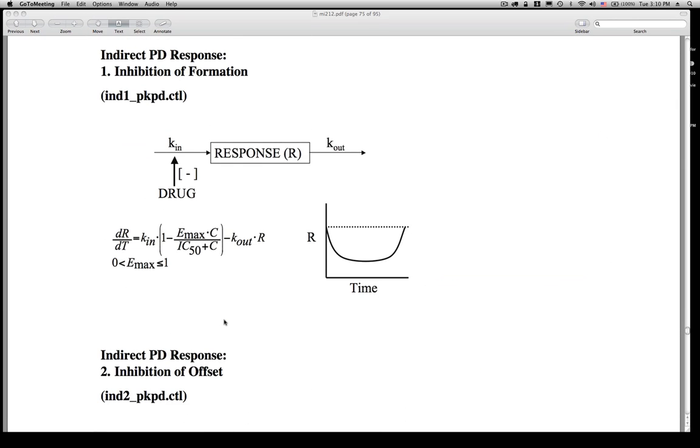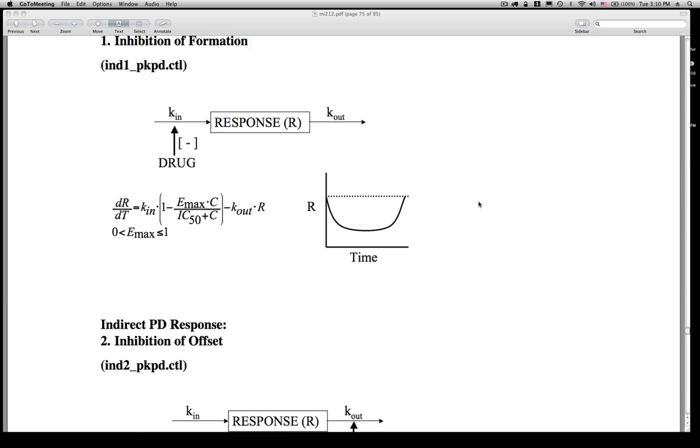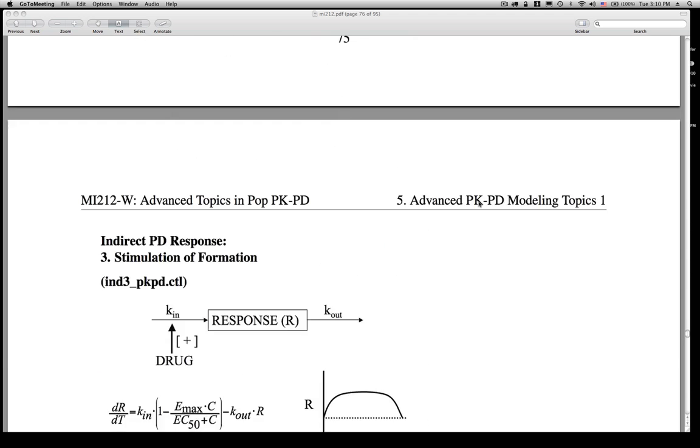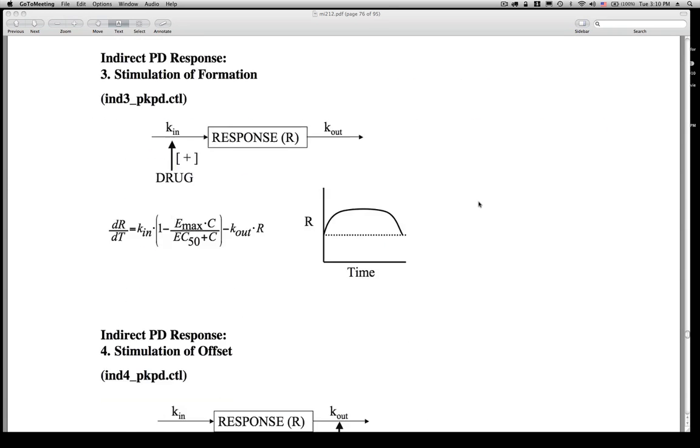Well, as you know, there are many different variations on this theme of indirect pharmacodynamic models. And these indirect pharmacodynamic response models can be difficult to distinguish between different cases. But I'm going to show you all of them and some code for estimating these. We'll scroll through each one of these.